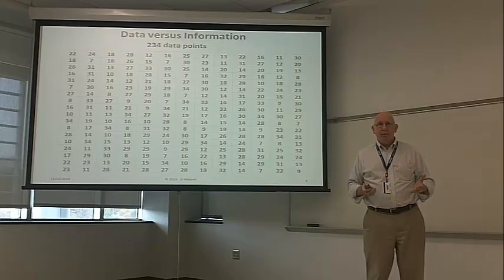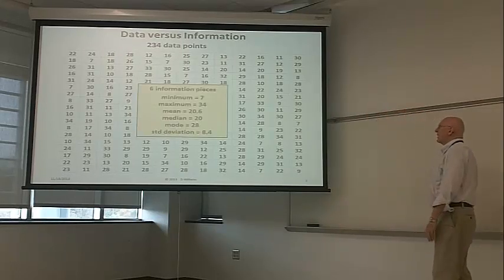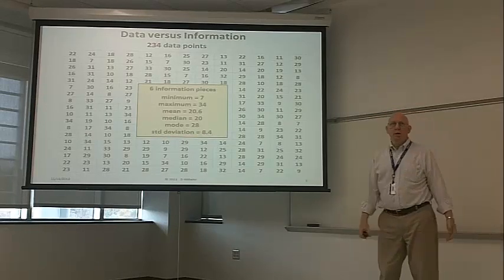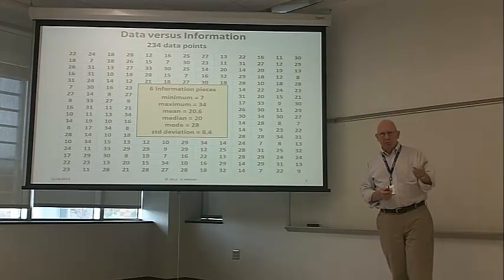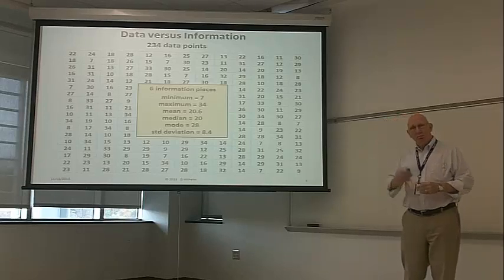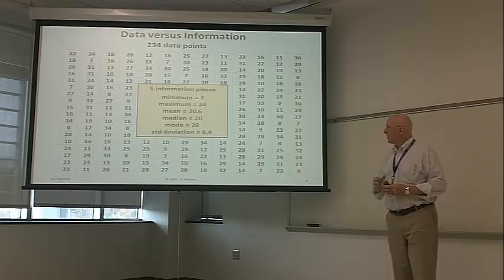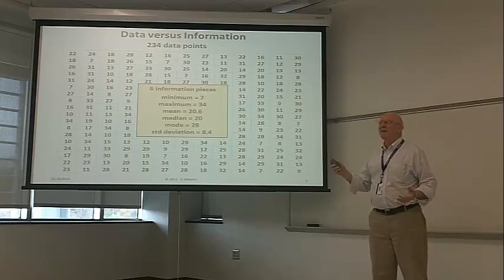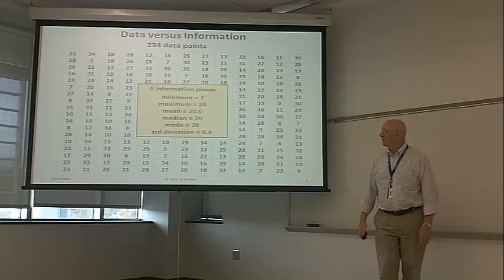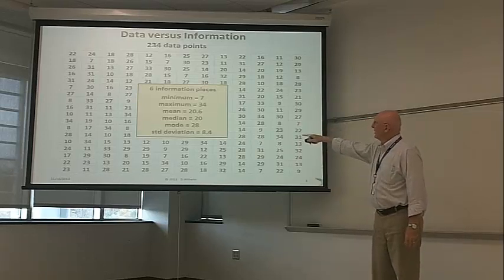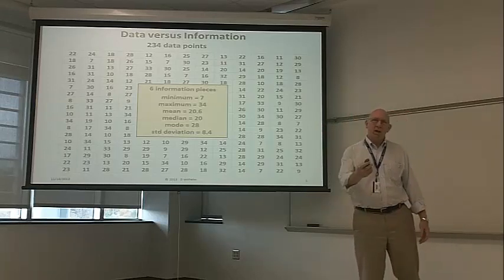What we would rather have to determine what's going on or to make decisions is information. And instead of those 234 data points, how about 6 bits of information? In this case, the minimum, the maximum, the mean. Those are easy ones. The median, the one in the middle. The mode, the one with the most. And the standard deviation. If you want any other information on those 234 data points, Excel can probably provide them for you. It's pretty handy. But to make decisions, 234 data points versus 6 information pieces, I'll take the 6 every time. I think you would too.